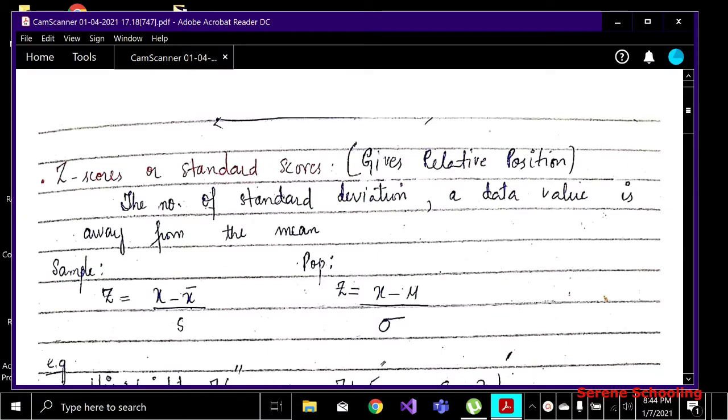So in this video we will learn about z-scores or standard scores. Firstly, before saying this, you must know what is meant by standard deviation. As we have discussed earlier, the standard deviation is the average distance your data value is from the mean. Suppose this is your mean and this is your data value. So the average distance is your standard deviation.